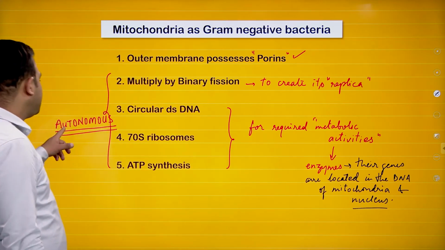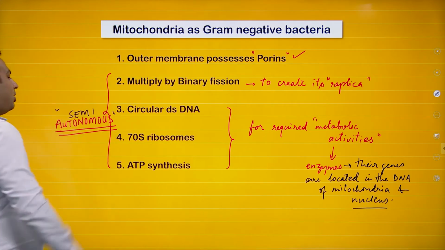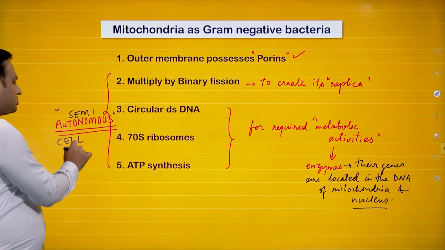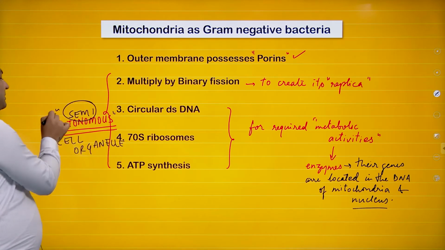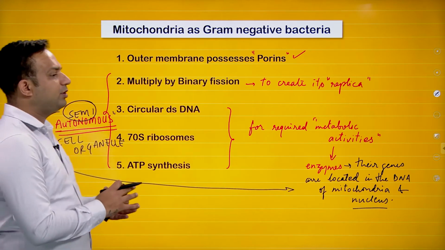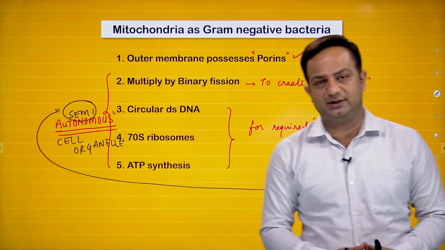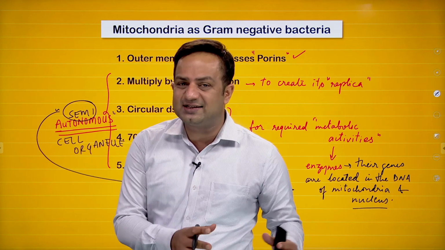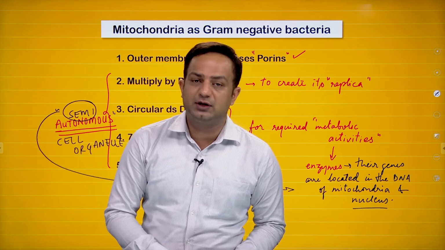So it is not completely autonomous. I will rather say semi-autonomous. We can say semi-autonomous cell organelle. Why am I saying it is semi-autonomous? The semi, half, is because the mitochondria are not completely able to perform independent existence. They require a shelter, an association in the cell, because they require the enzymes which are synthesized by the nuclear genes.